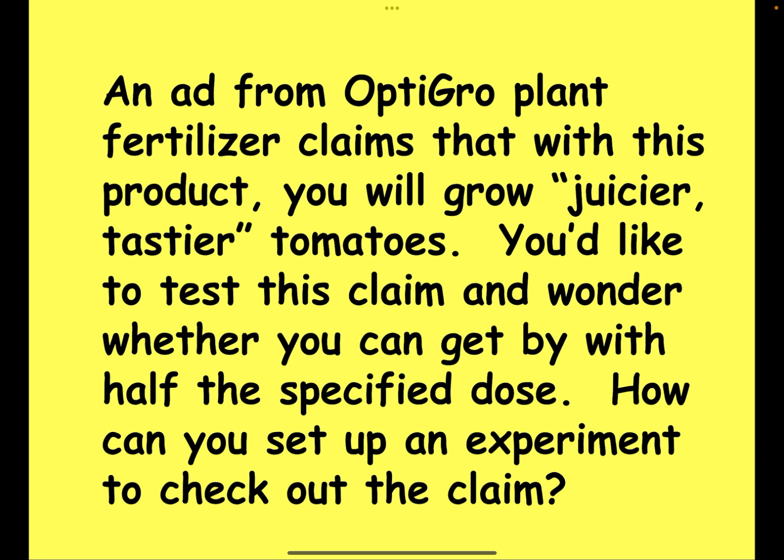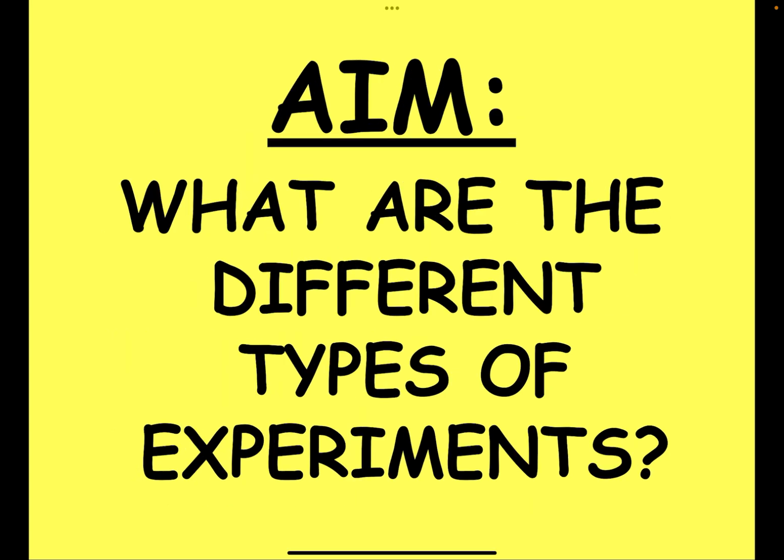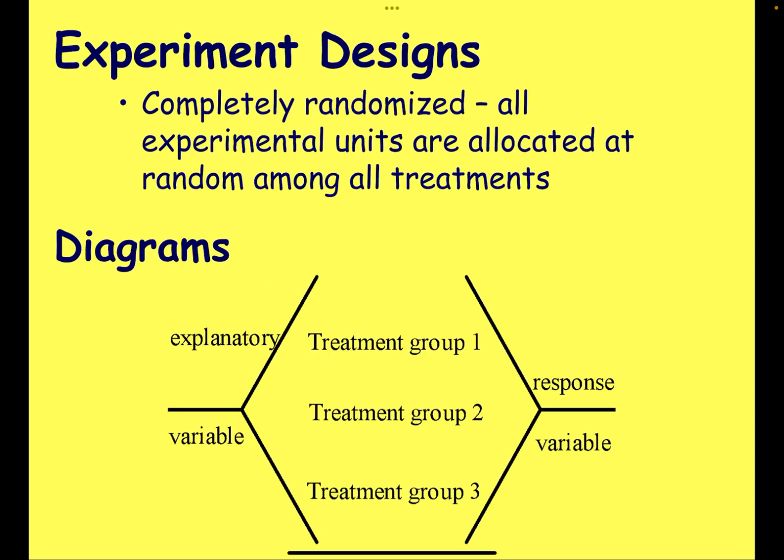So our question is, what are the different types of experiments and how can we design these experiments to test different claims that we want? When you're dealing with an experimental design, like mentioned before, the completely randomized design, all experimental units are allocated at random among the treatments. Notice here there's an explanatory variable. Okay, in this case, it might just be your experimental units.